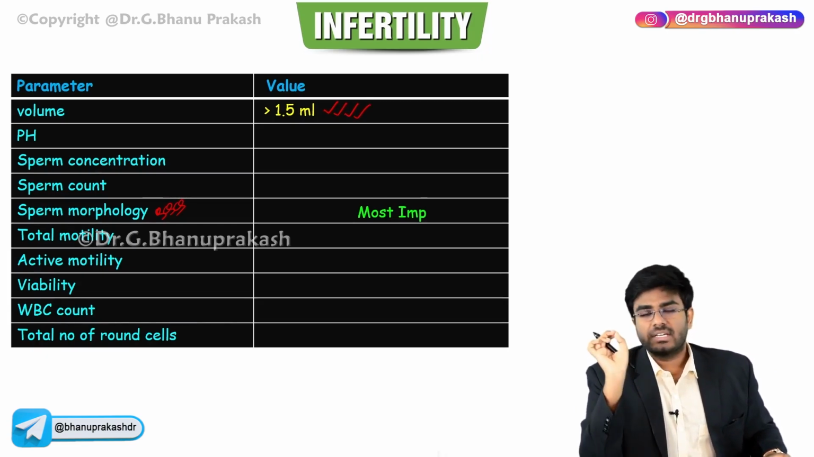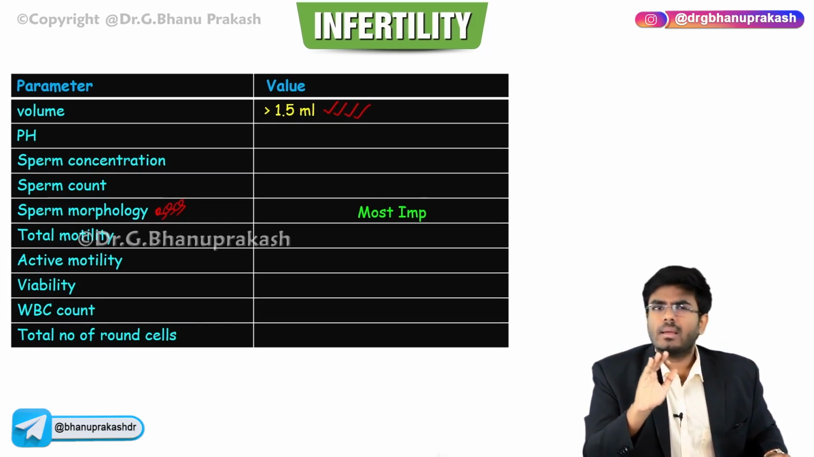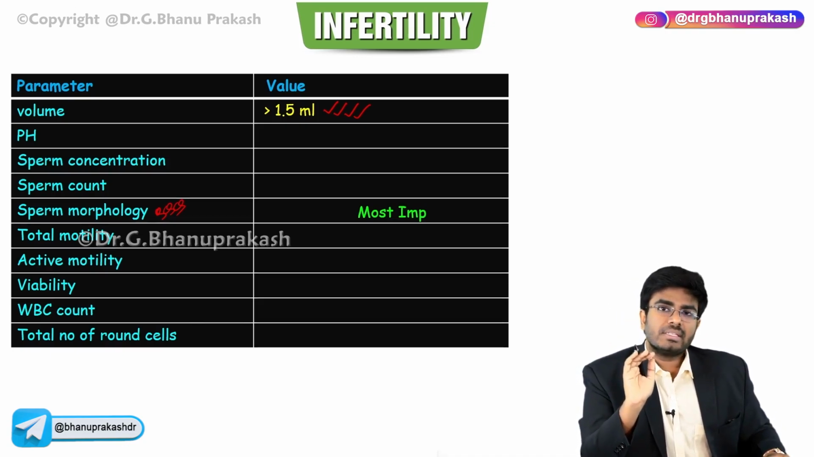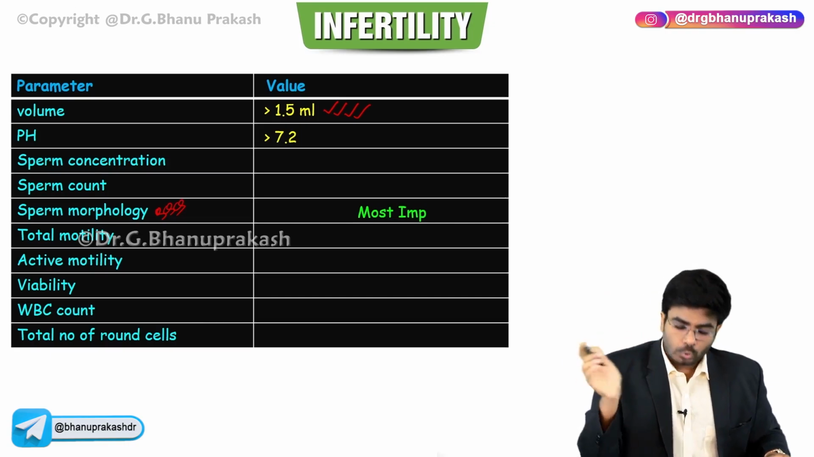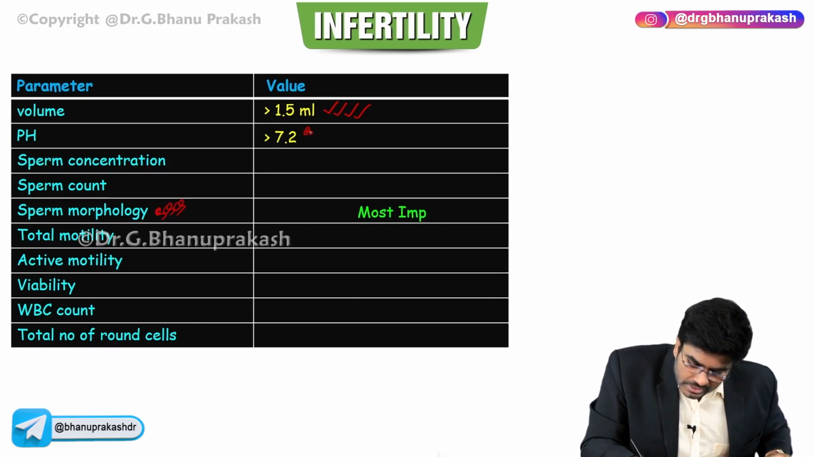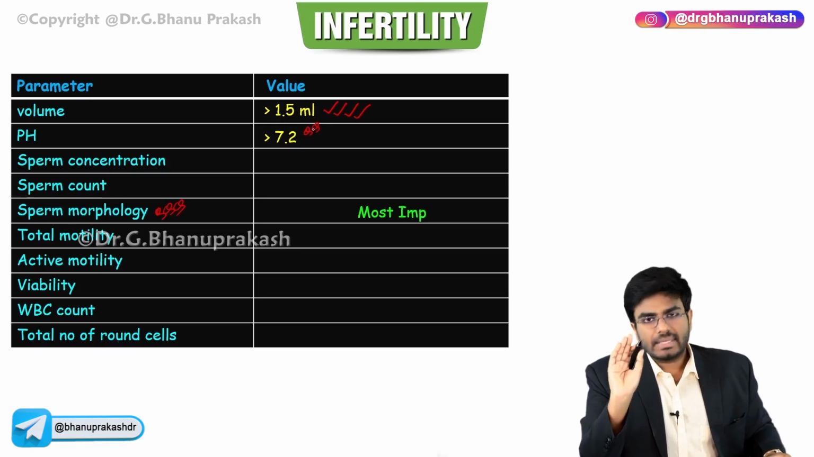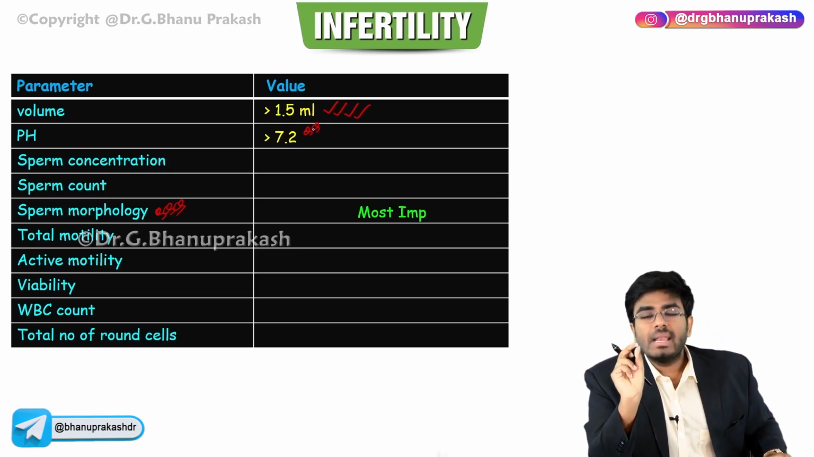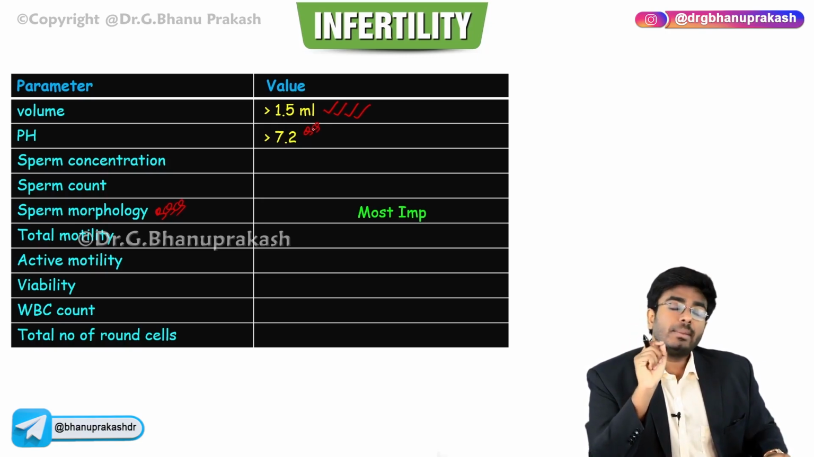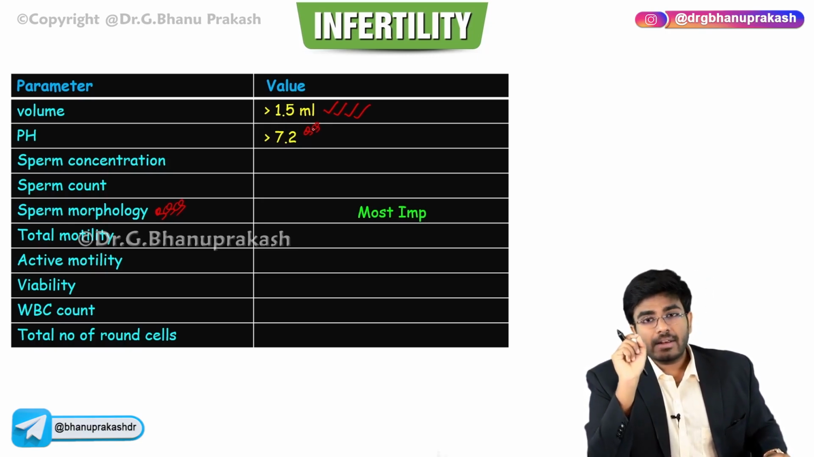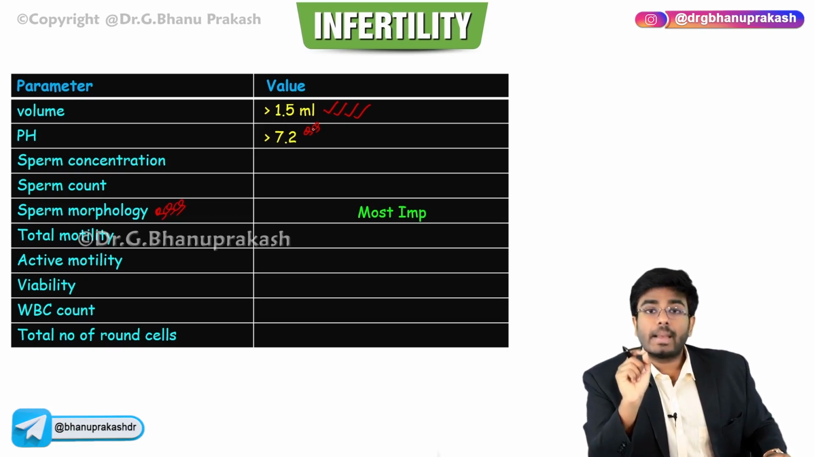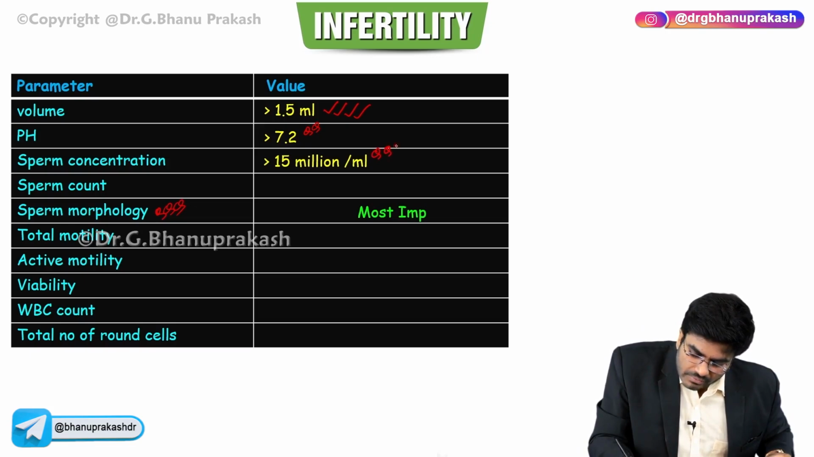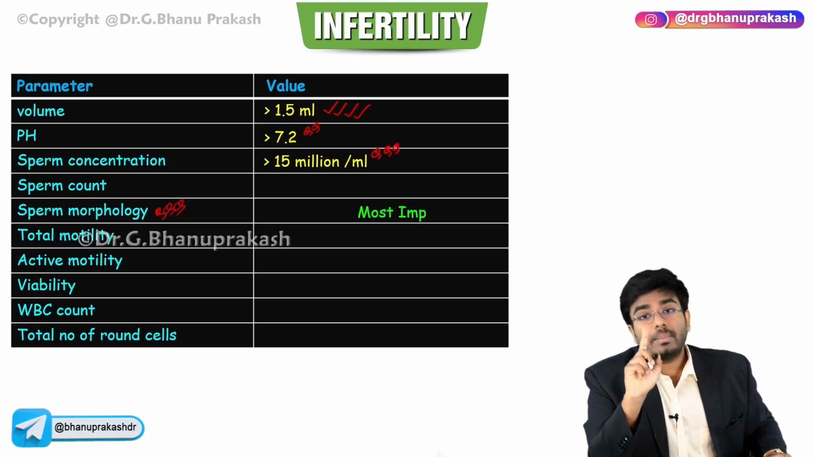Now what should be the pH of semen? Should it be acidic or basic? It should be mostly towards the basic side. The ideal pH should be 7.2. Okay, more than 7.2 is considered as ideal pH. Now what should be the sperm concentration? In 1 ml of the semen, how many sperm should be there? More than 15 million sperm should be there per ml of the semen. So important MCQ, more than 15 million per ml.